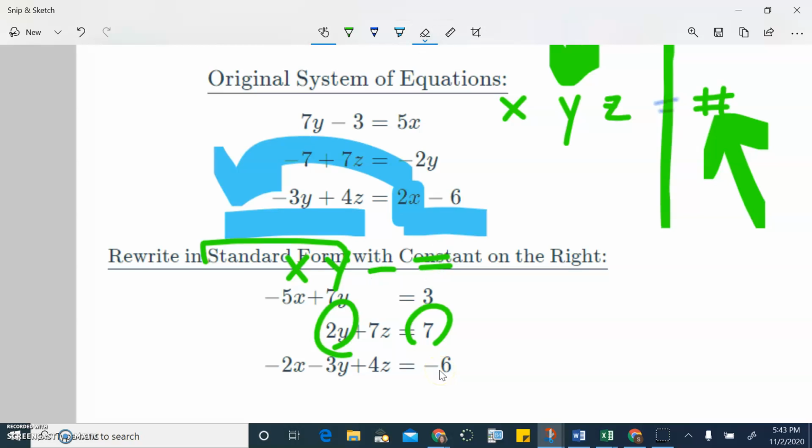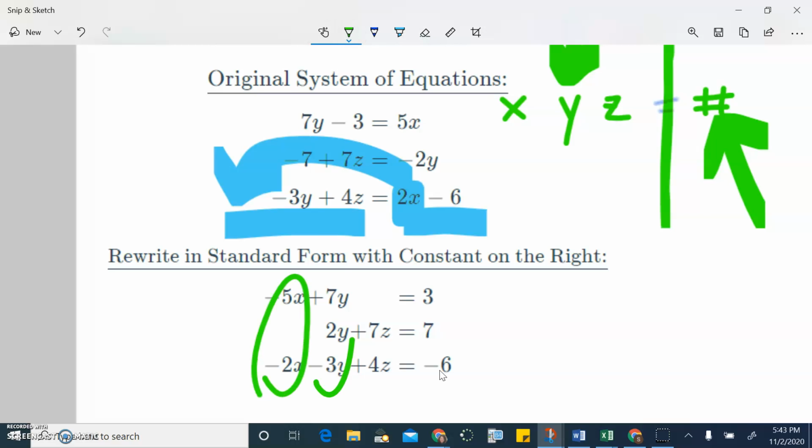So now if you'll notice, all of these are in the right order and they're right above each other. They're nice and lined up so that x's are in one spot, y's are in one spot, z's are in one spot, and then the plain old number. And that, my friend, makes it nice and easy for what we're actually going to do. We just put them in the right order. Now we're going to take all the numbers and put them in a matrix.